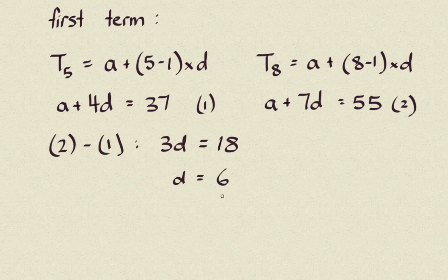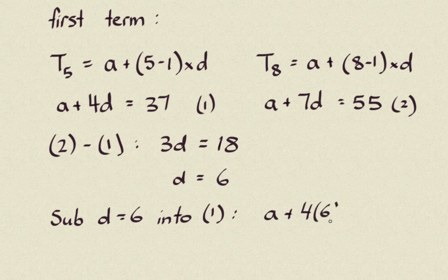And now we just need to work out a, so we can go back to either equation 1 or equation 2. I'm going to go with equation 1, so we'll sub d equals 6 into equation 1, and we get a plus 4 lots of 6 is equal to 37, and solving for a, we have 37 take away 24, which gives us 13. So we've figured out that the common difference is 6 and the first term, a, is 13. And that's our final example.